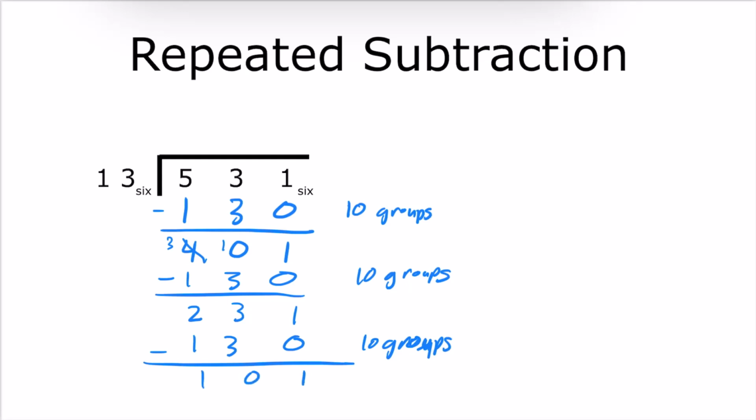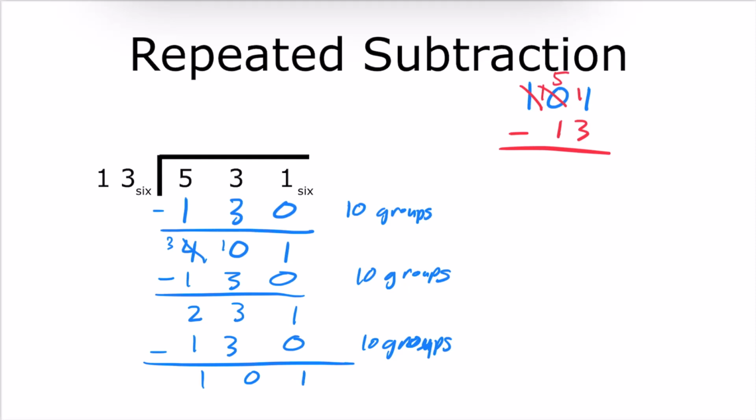And so now I don't have enough that I can make another 6 groups, because I don't have enough for 1, 3, 0. But I can subtract individual groups of 1, 3. So I'm going to take my 1, 0, 1, and I'm going to subtract 1, 3. So when I do that, I can't borrow from 0, so I'll borrow from here, which gives me 6. When I borrow 1 from there, that gives me 5, and I get 1, 1 minus 3.